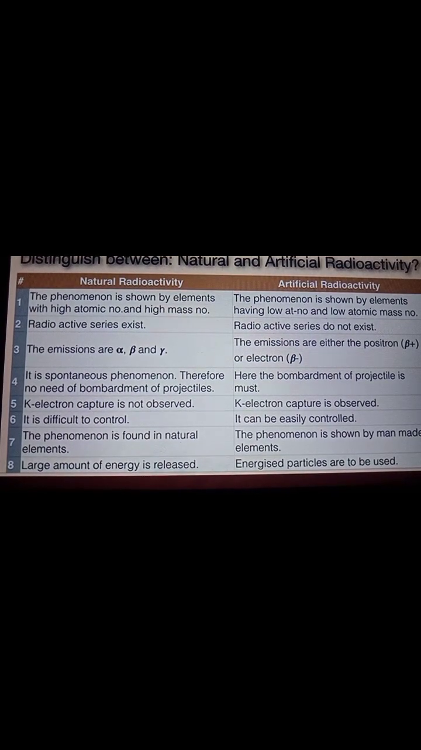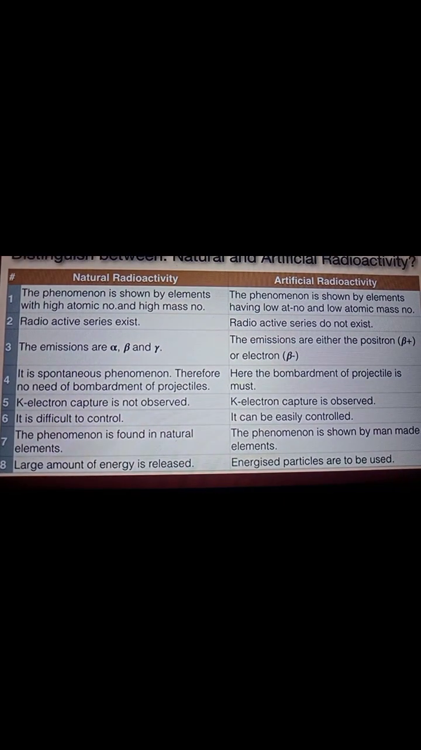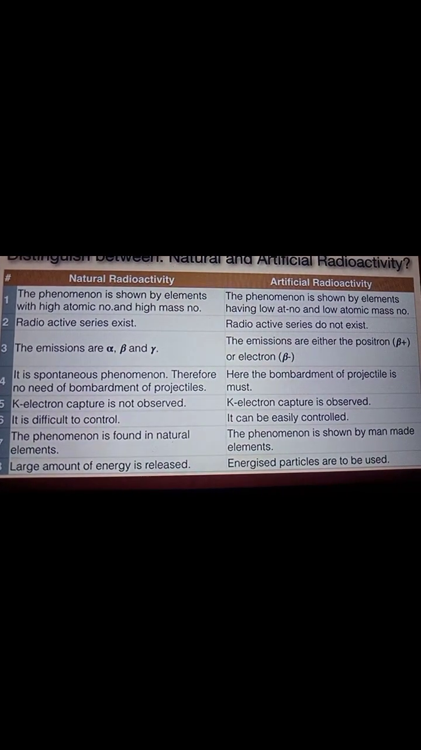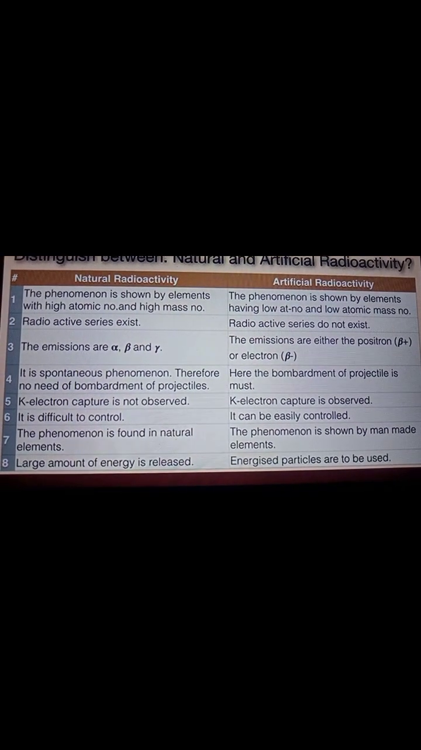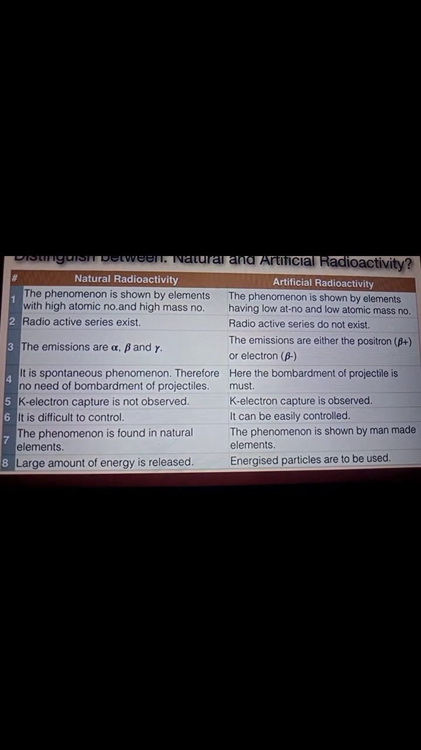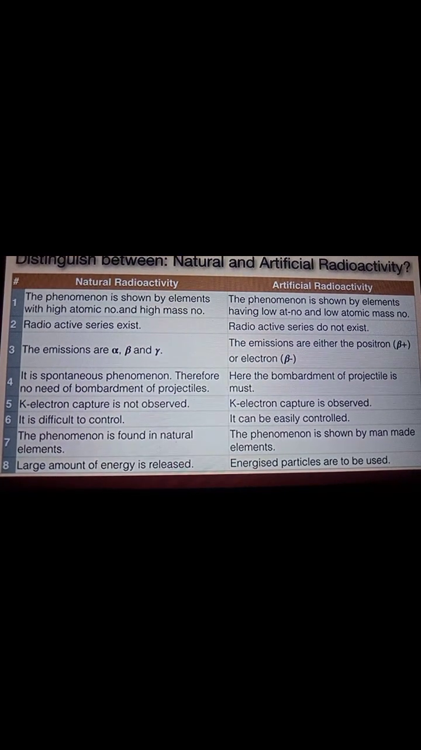Number 7, natural radioactivity is found in natural elements, while artificial radioactivity is shown by man-made elements. Number 8, in natural radioactivity a large amount of energy is released, while in artificial radioactivity energized particles are used. And those are the differences between natural radioactivity and artificial radioactivity. And I think that would be all.